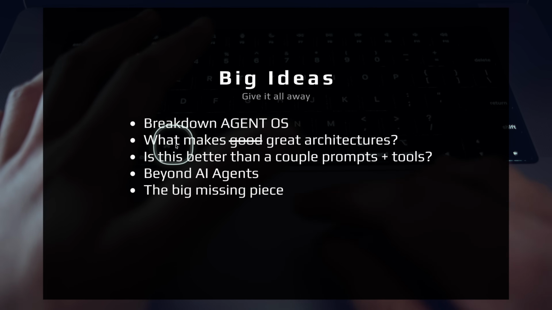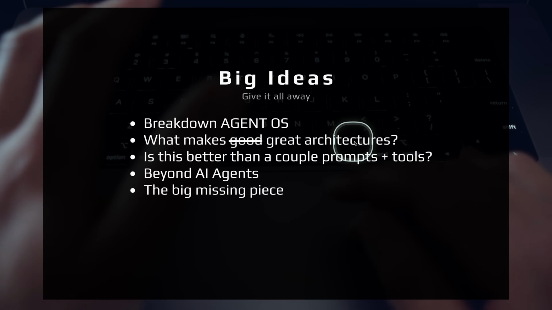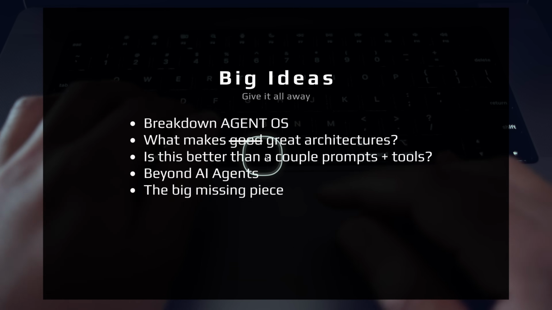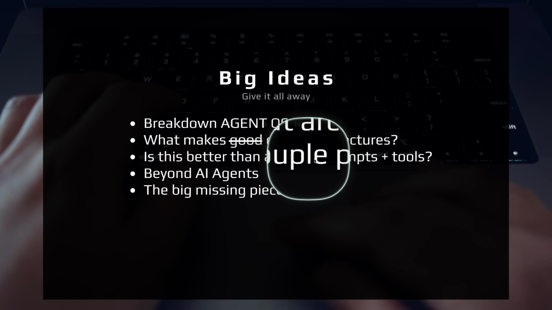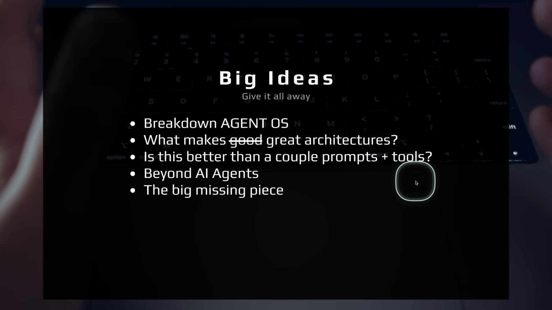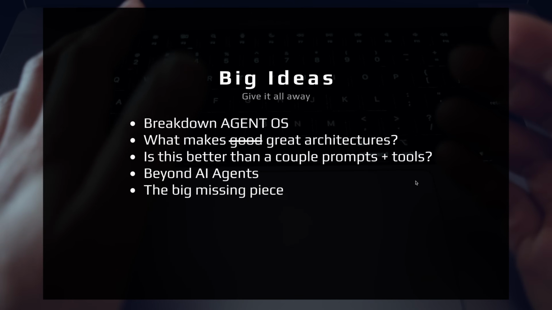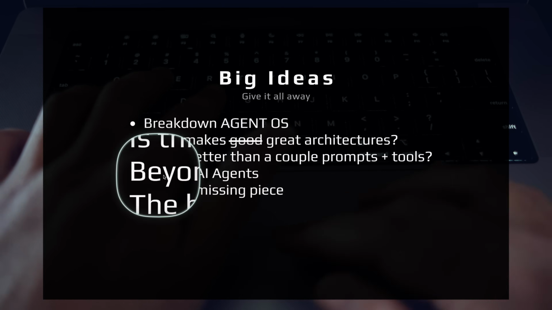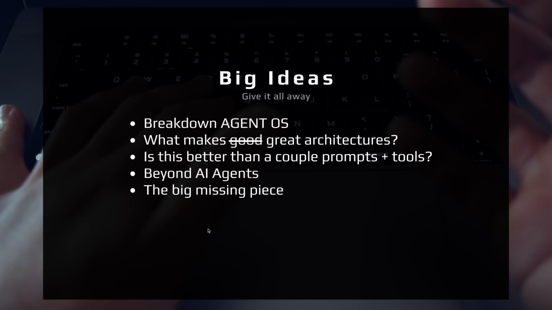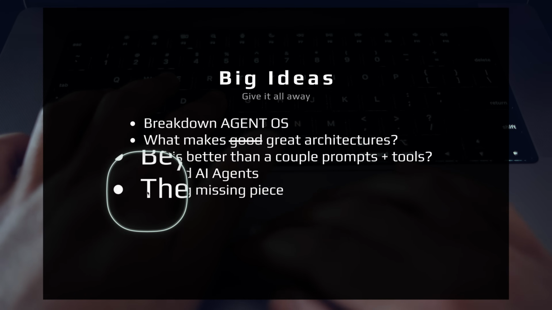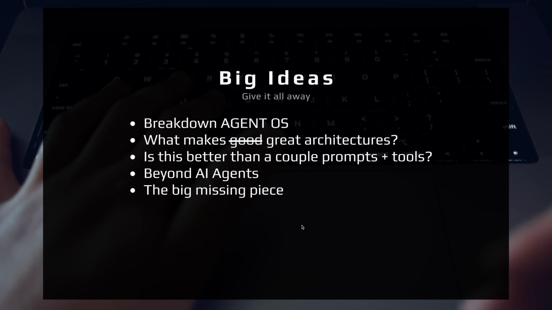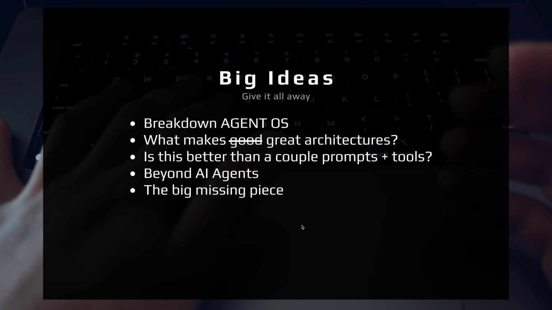We're going to talk about what makes not just a good, but a great architecture. And then we're going to answer the question, is using an architecture like this, is building some type of system better than just putting together a couple prompts and a couple tools? Do we need to potentially over-engineer this to get the exact same results out of our agents? Then we're going to push beyond AI agents and talk about what might be coming next in the industry. And then we're going to talk about the big missing piece from this architecture and really the big missing piece from the LLM ecosystem as a whole.